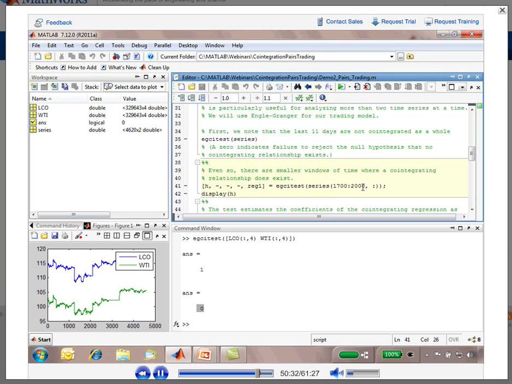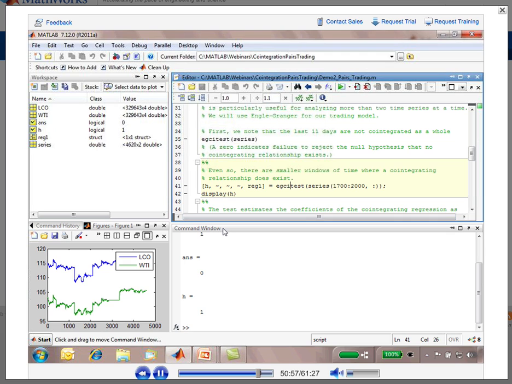So we're going to do that for the series from 1700 to 2000. We're going to look at a range of data in here, about a day, maybe a day and a half worth of data, and see if there's a co-integration relationship. So we do the test, and you can see that the hypothesis test comes back as true, indicating that there is a co-integrating relationship over a single day. That's a good incentive that possibly we could do an intraday pairs trading strategy on this time series.